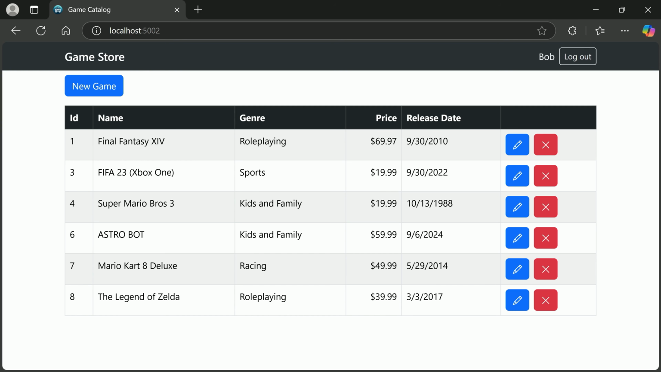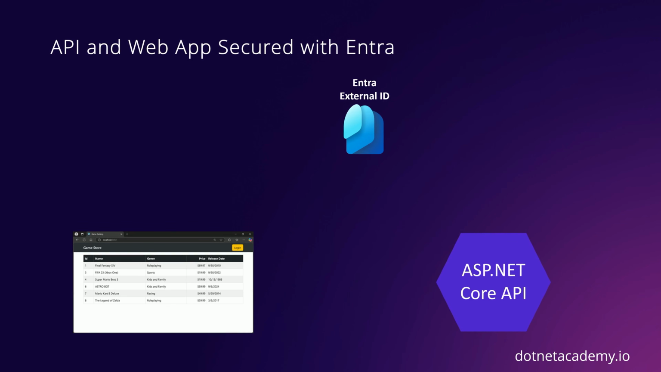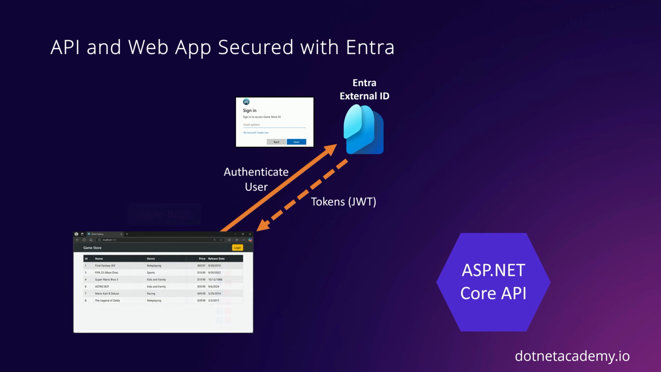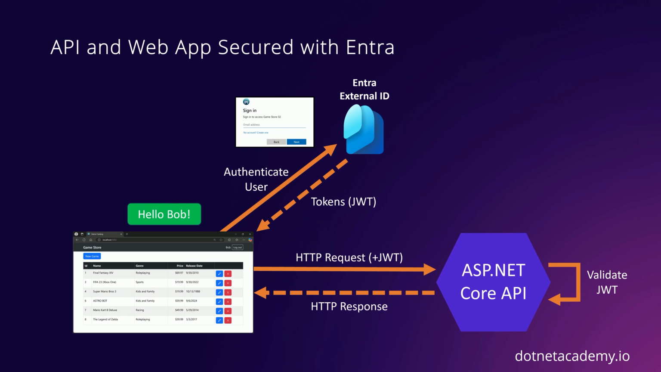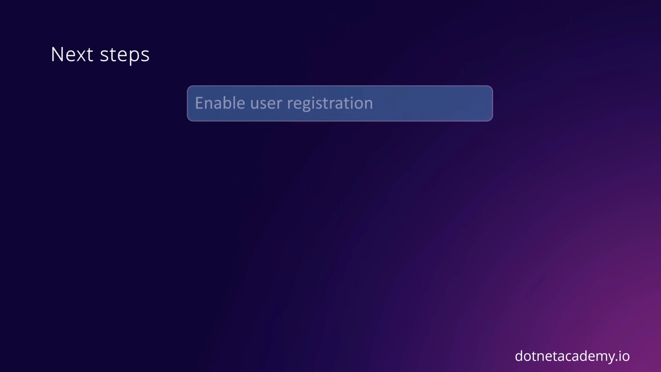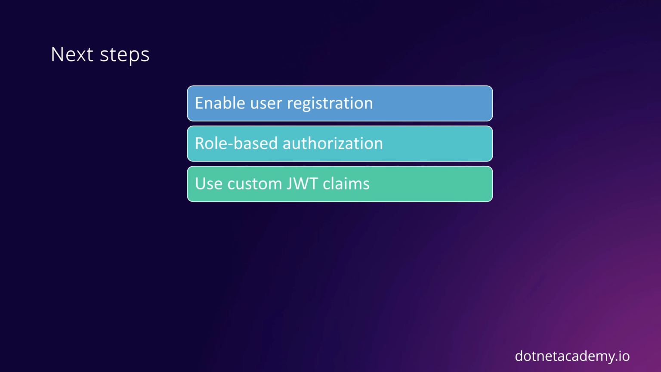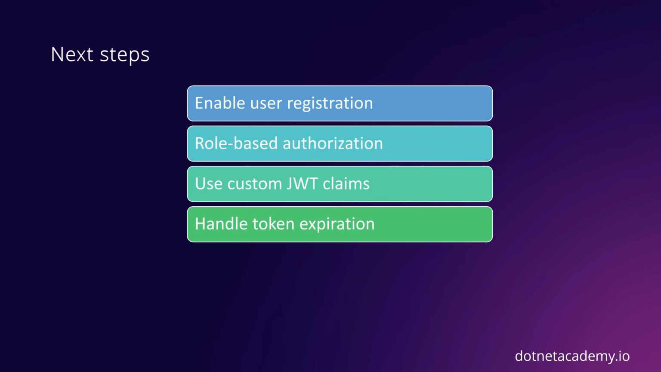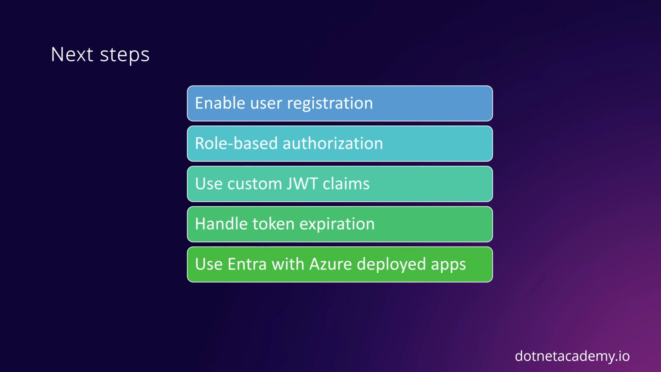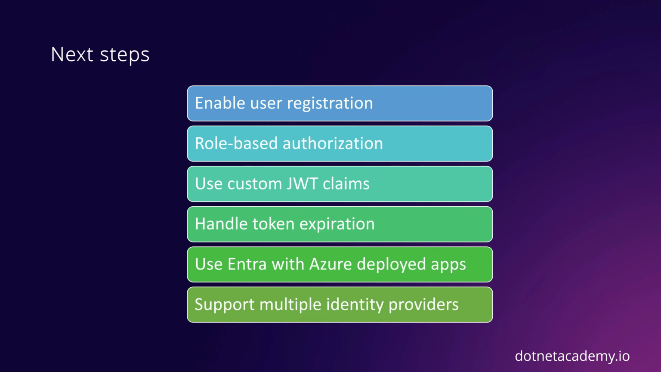And that completes the integration of Entra for our API and for our Blazor application. Now you know how to secure both your ASP.NET Core API and your Blazor web app using Microsoft Entra. But that is just the beginning. You might want to let users sign up without manually creating their accounts. Restrict access based on roles. Add custom data to tokens for smarter access control. Keep users signed in without suddenly kicking them out. Make authentication work seamlessly in the cloud. Or be ready to support more identity providers beyond Entra.